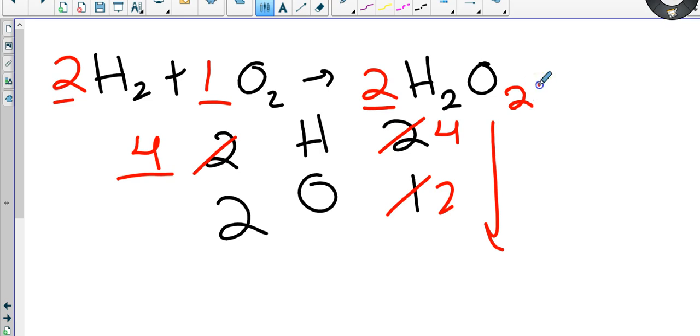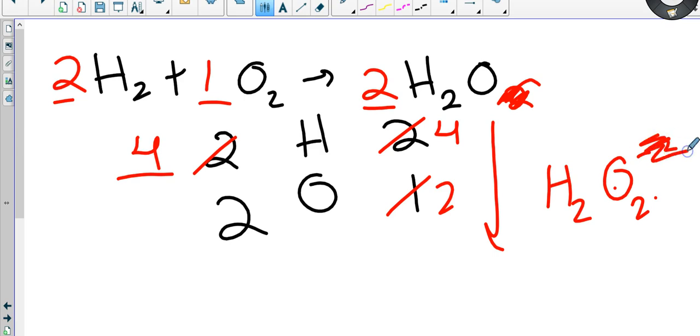Also, in real life, peroxide is a polyatomic ion. It's O2 minus 2. So it bonds with hydrogen to get H2O2. This is peroxide. This is hydrogen. That's hydrogen peroxide. But I went ahead and gave you the formula.